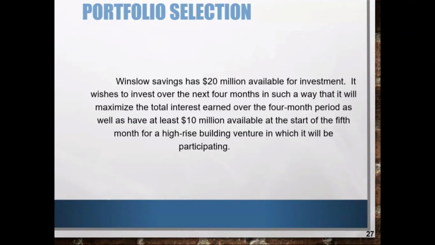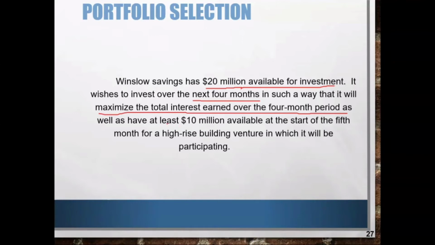Here, we have Winslow Savings has 20 million available for investment. It wishes to invest over the next 4 months in such a way that it will maximize. So this will be the maximization problem. Total interest earned over the 4-month period, the next 4 months. So let's label it.